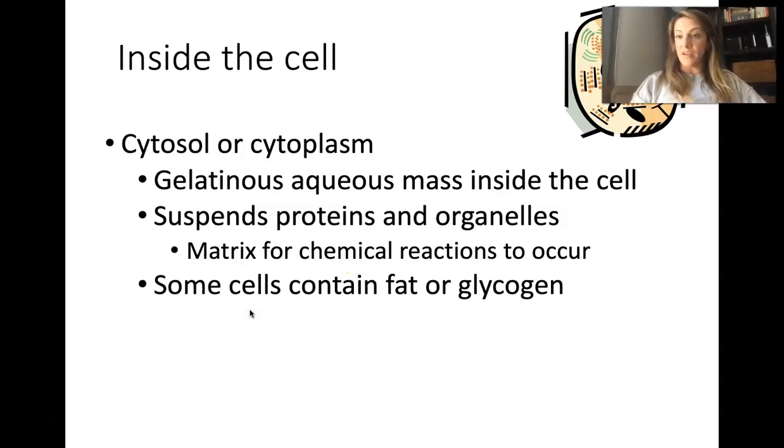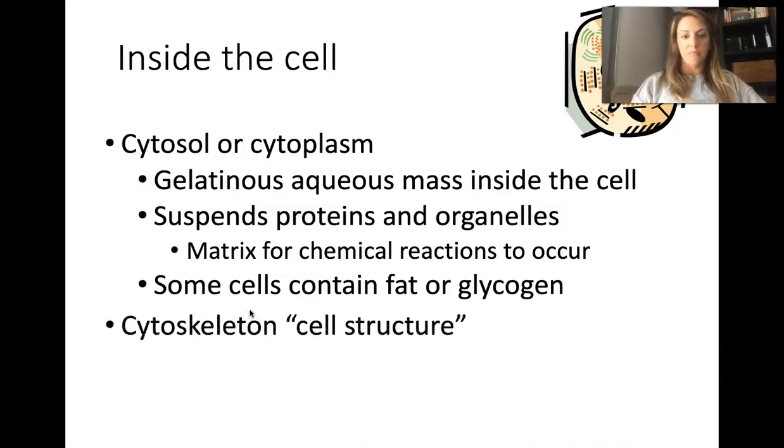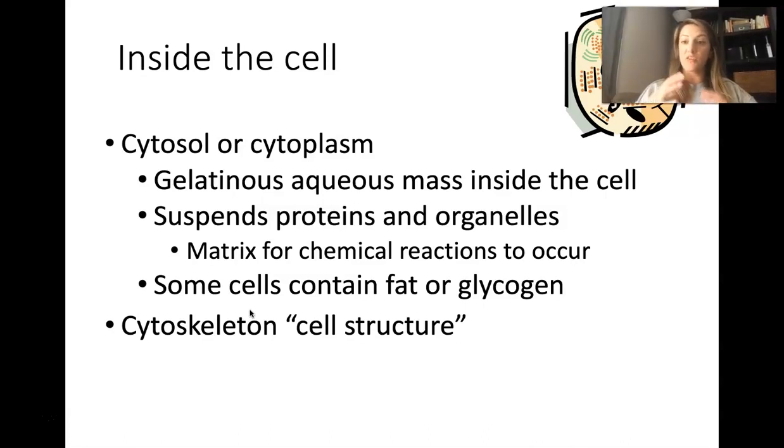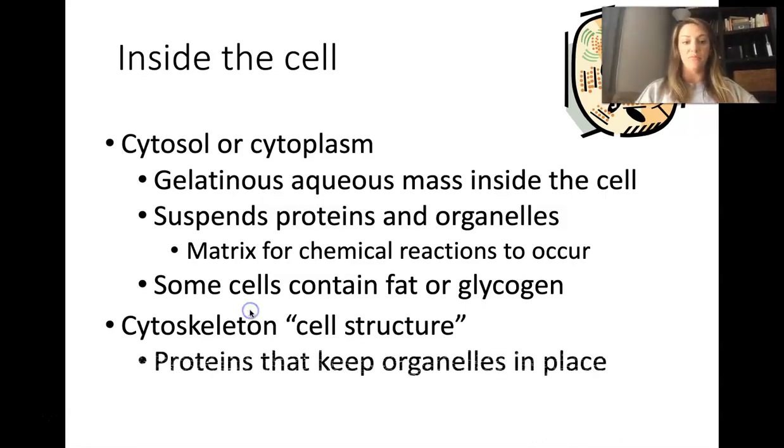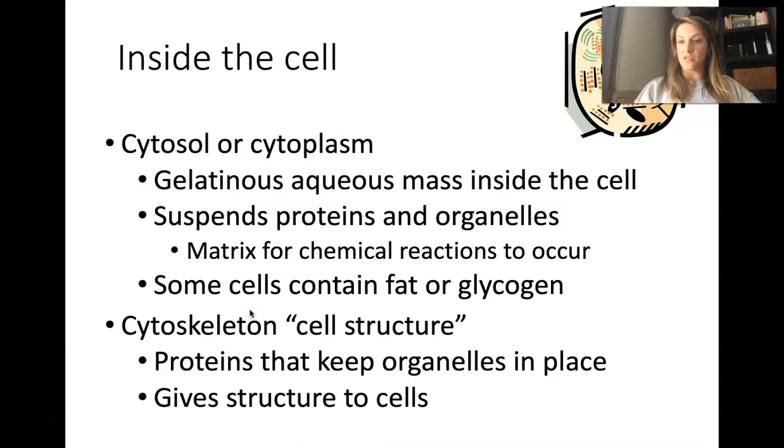Some cells contain fat or glycogen, storing energy. Inside the cell is also a cytoskeleton. So this is the structural component of the cell that helps create the shape of each individual kind of cell. There are proteins that help keep the organelles in place and also give structure to the cells.